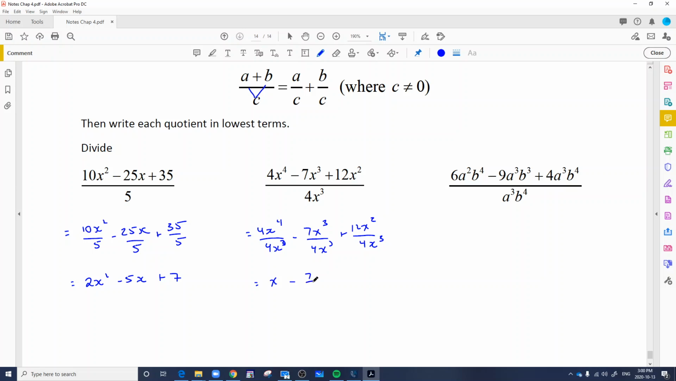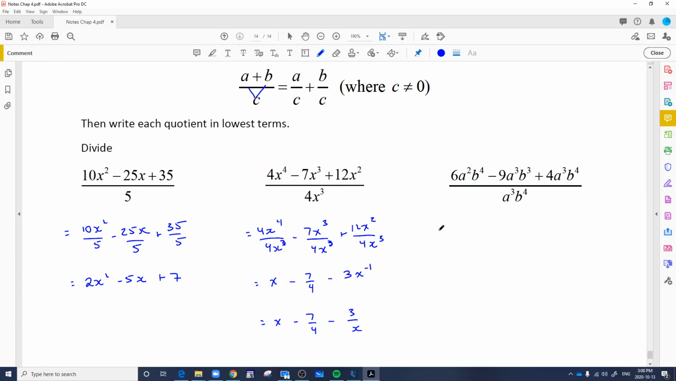This one, 7 divided by 4, we're just going to leave as 7 divided by 4. And then x to the 3 divided by x to the 3 is 1. So I just have minus 7 quarters. And then for the next one, I have 12 divided by 4 is 3. And then x squared divided by x cubed, maybe you notice there's one more on the bottom and you go straight to 3 over x. Or maybe when dividing powers with the same base, you subtract the exponents. 2 minus 3 is negative 1, but always answer with positive exponents. So x minus 7 quarters minus 3 over x.